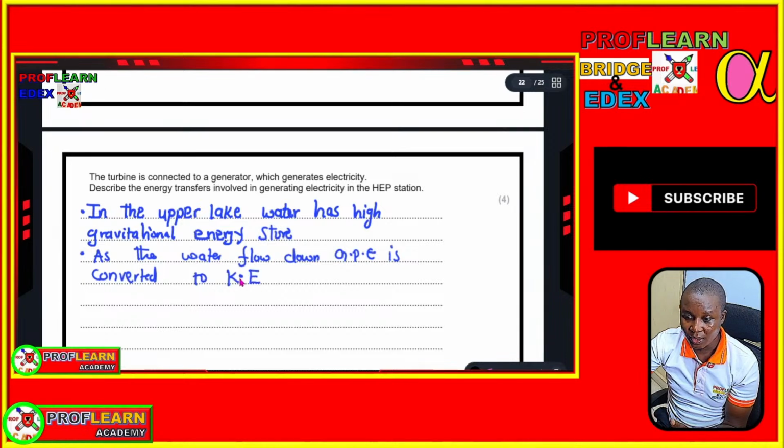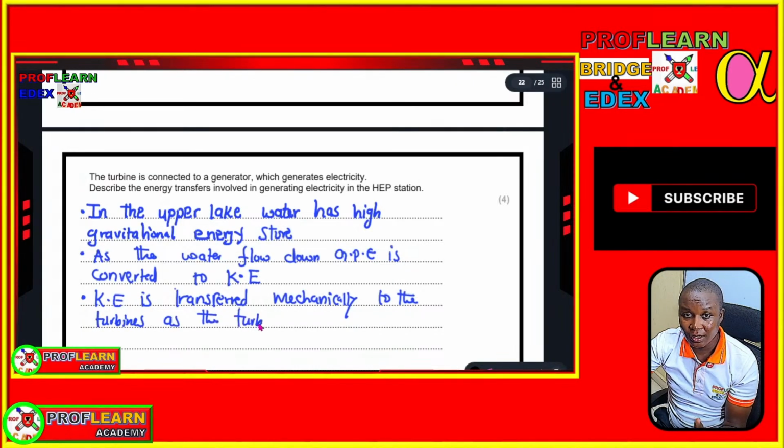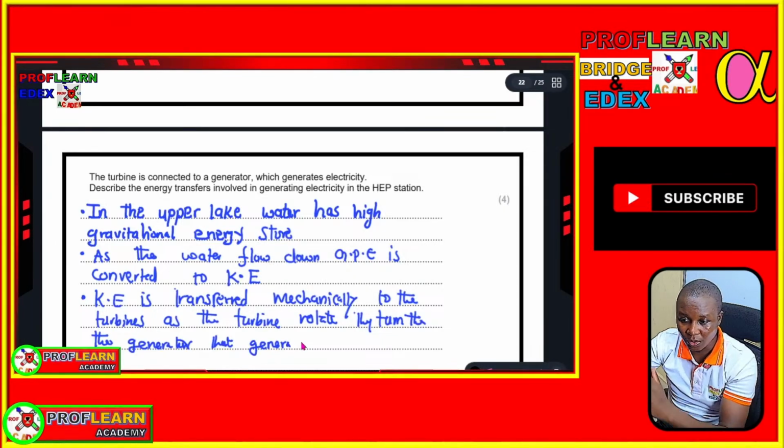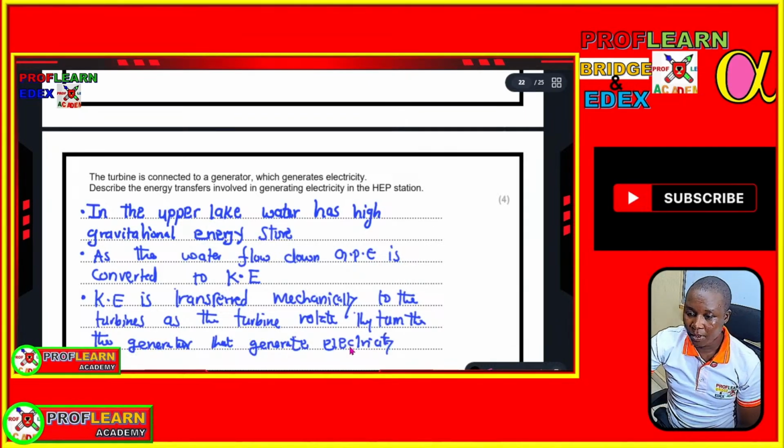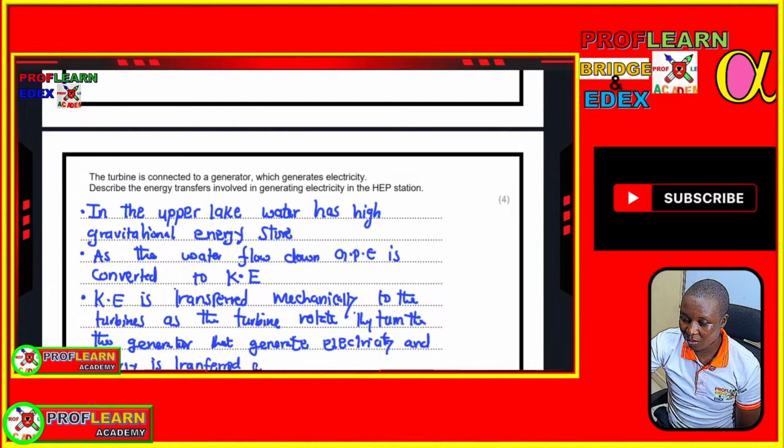So it's converted to kinetic energy, and that kinetic energy is the one that is going to rotate the turbines. Once the turbines are rotated, the generator rotates, and then electricity is produced, which is transferred through the cables from the power station to the people who may be very far. So basically that's what we shall put down in order to earn our mark.